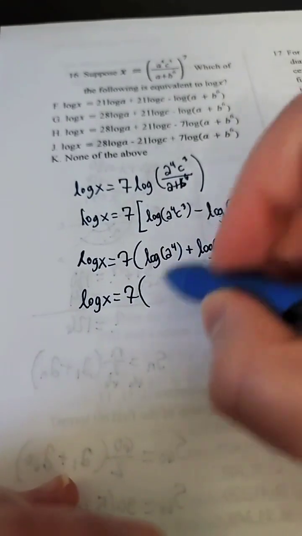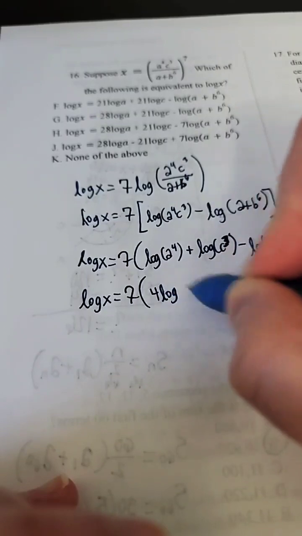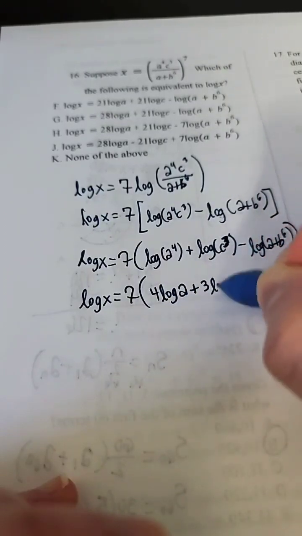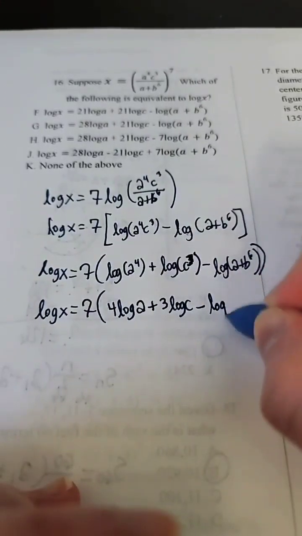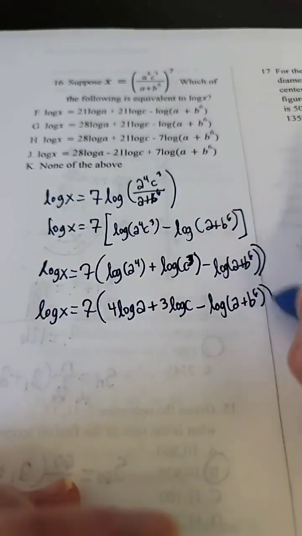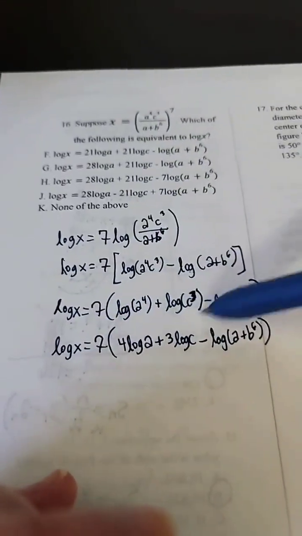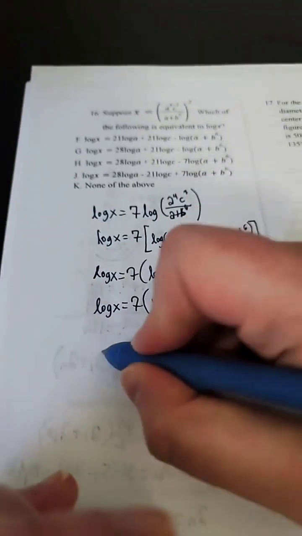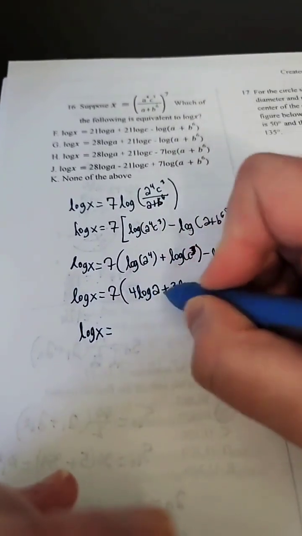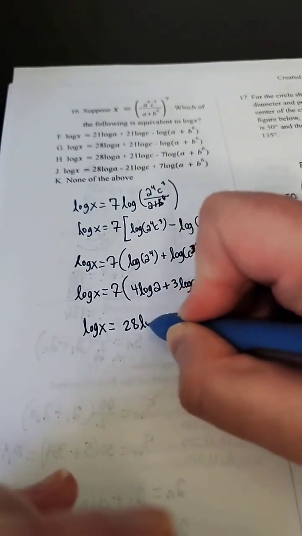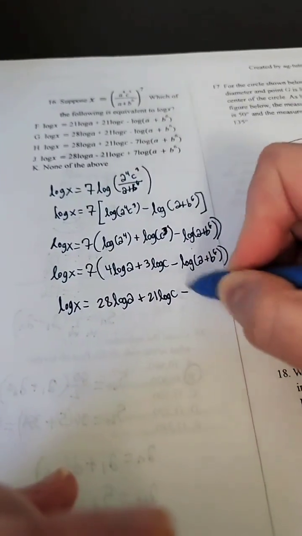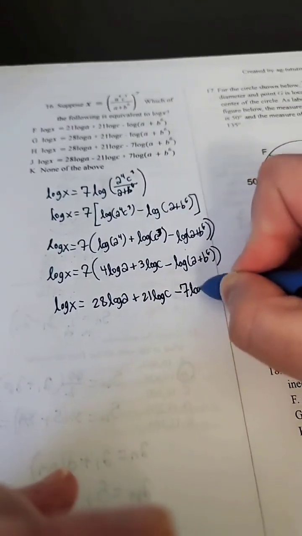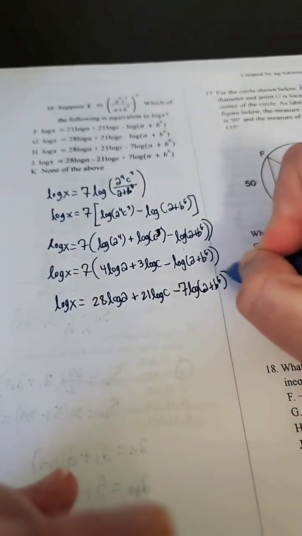So then it's going to be that I'm taking out the 4. So it's going to be 4 log a here plus 3 log c minus all this stuff right here. And now I just have to do distributive property, because now it's looking a lot more like that. It just looks like they distributed it to each of the terms here. So it's going to be that the log of x is equal to 7 times 4 is 28 log of a plus 21 log of c minus 7 log of a plus b to the 6th.